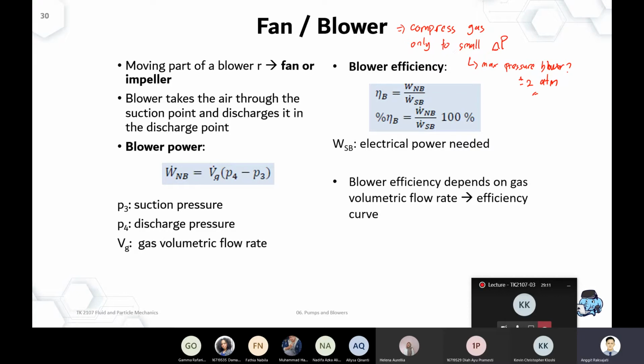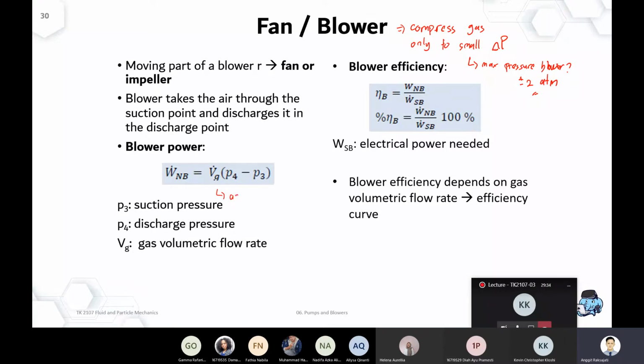Maybe even more, but the more common application of a blower is to an even smaller pressure ratio. So maybe only to 1.2 ATM, 1.3 ATM. That's like the typical operation of a blower. Above this number, then you have to go to the compressor. Okay, so the calculation for the blower is very simple.